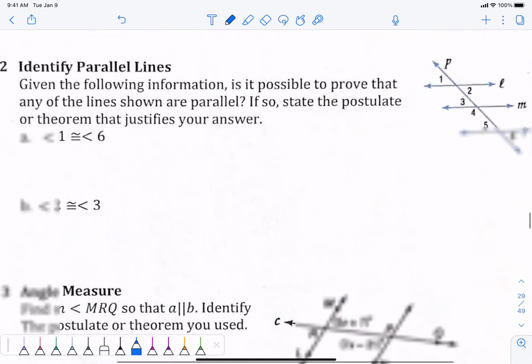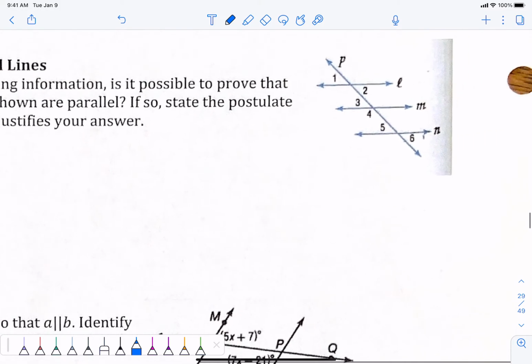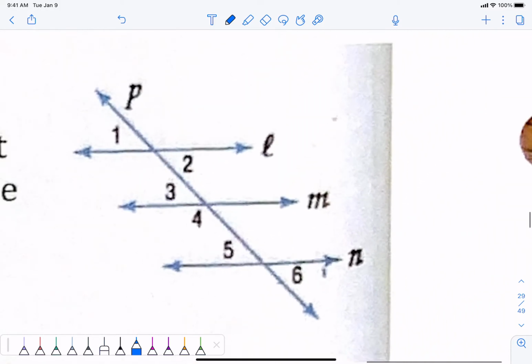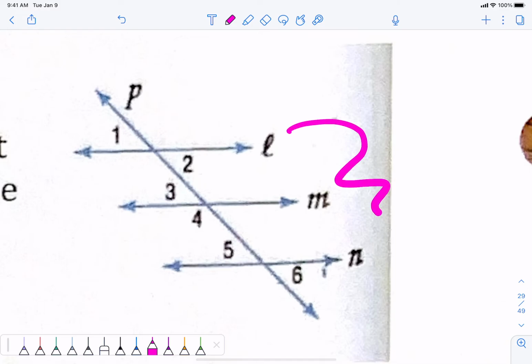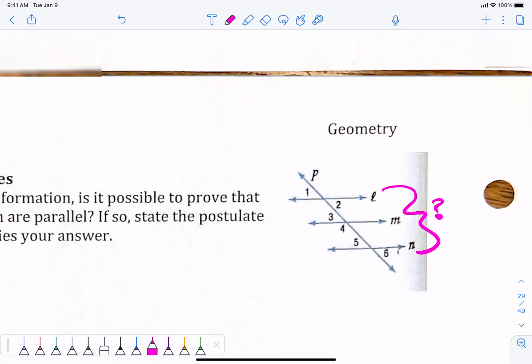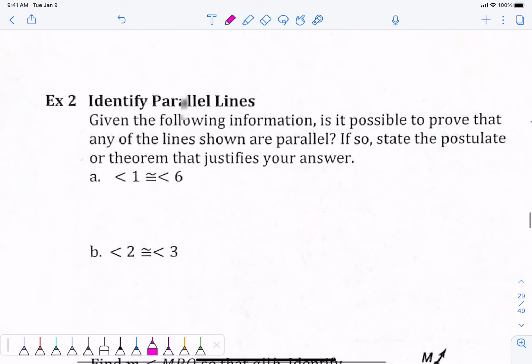Okay? All right, now let's answer some questions. So here we go. We've got this diagram over here, and it doesn't tell me that any of those lines are parallel. Which ones probably are parallel? L, M, and N, possibly those are parallel, right? P is the transversal, right? But L, M, and N, we're going to say possibly are parallel. All right, so given the following information, is it possible to prove that any of the lines are parallel? If so, state the postulate or theorem that justifies your answer.